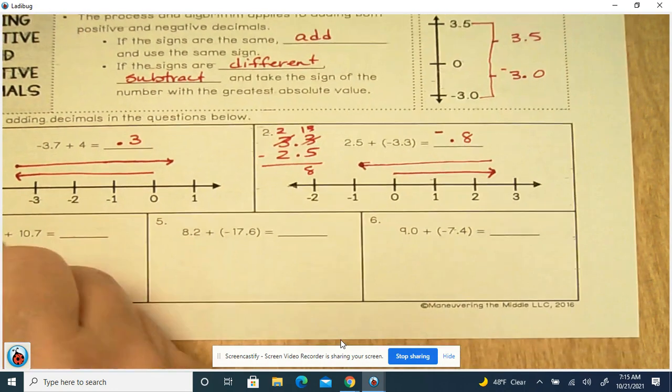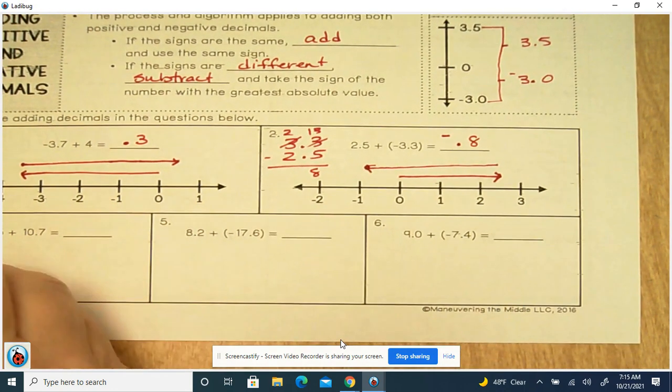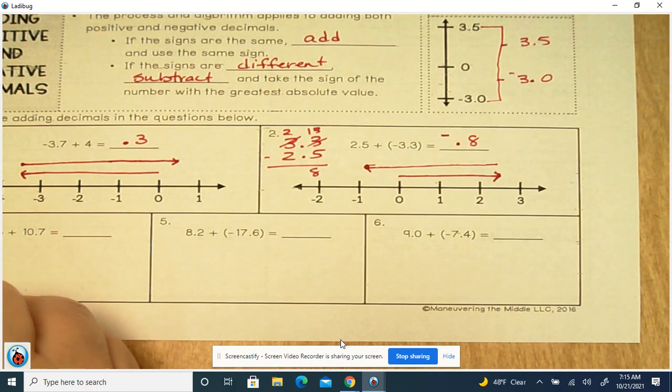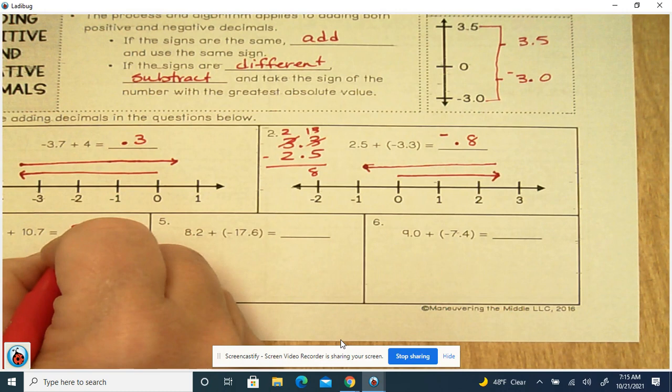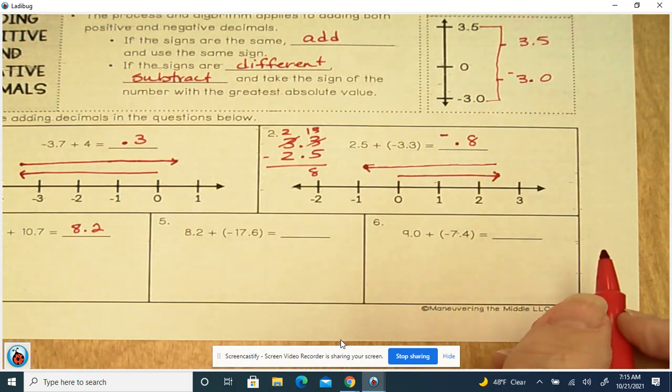All right, here, it's different sign subtract. So you've got 10.7 minus 2.5. 7 minus 5 is 2. Can't take 2 from 0, so you borrow from it. 10 minus 2 is 8, so you have 8.2. 10.7 is the largest absolute value, so you stay positive.